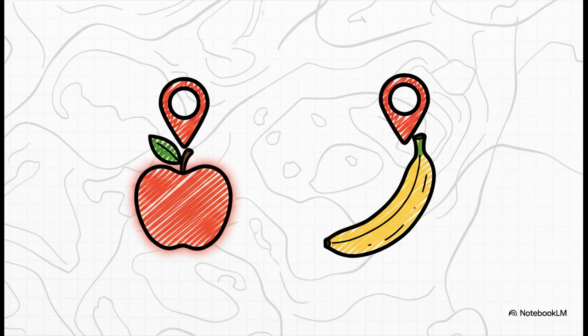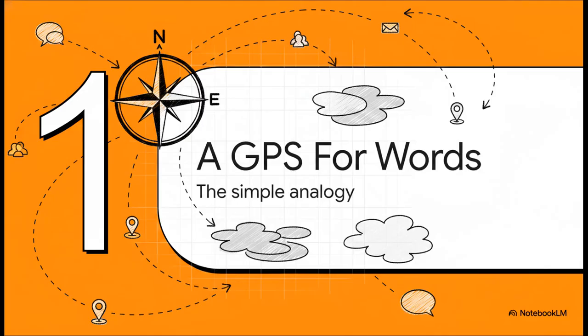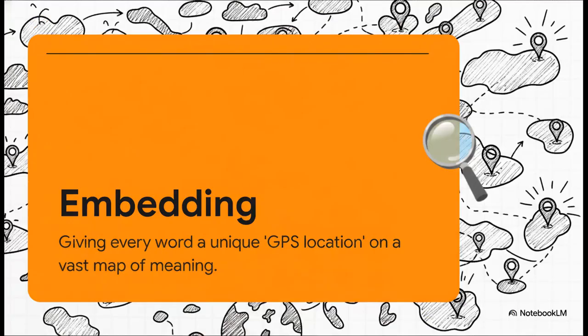Think of it like a unique pin on a giant sprawling map of meaning. This simple idea, a GPS for words, is the key to unlocking this whole thing. So yeah, let's call this concept a GPS for words. It's the fundamental idea that makes all of modern AI language work, and it really starts with one key technical term. Okay, so that technical term is embedding.